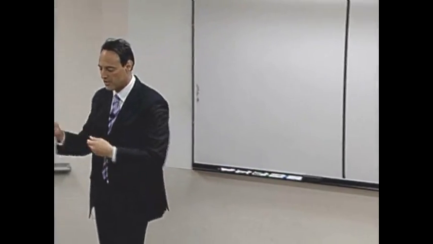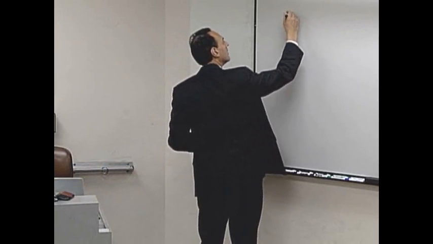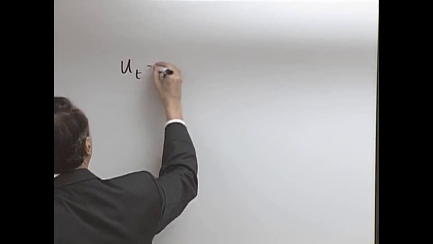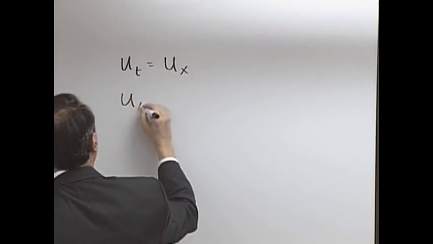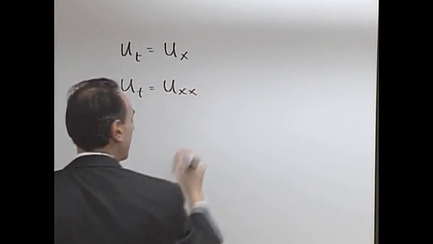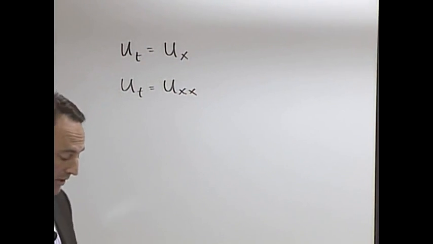So a couple things to keep in mind. We're going to look at two equations in particular: U_t = U_x and U_t = U_xx. Those are the two prototypical equations we've been looking at.